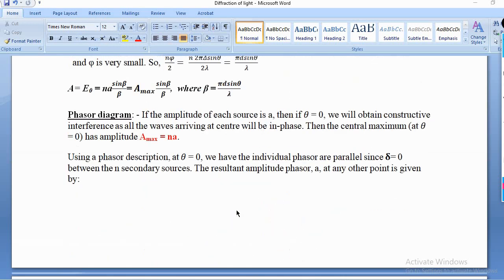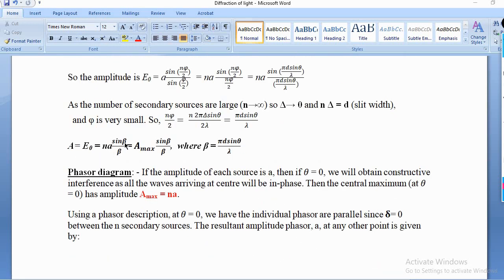You have a similar expression, but we have A equal to n into a sine beta by beta. So actually this is n phi by 2 divided by n phi by 2, or something. So when you are here, you can easily get the expression for beta.